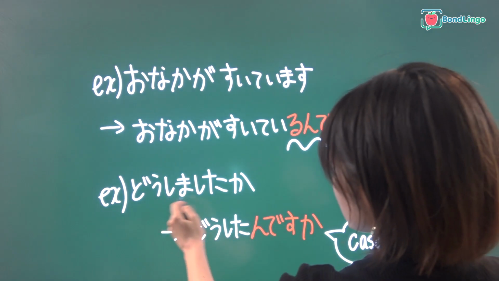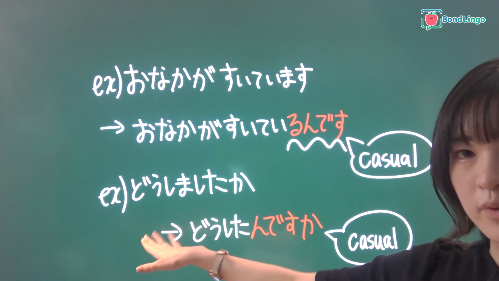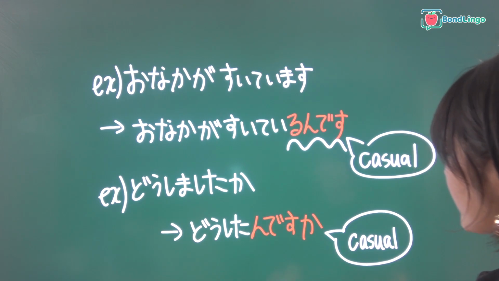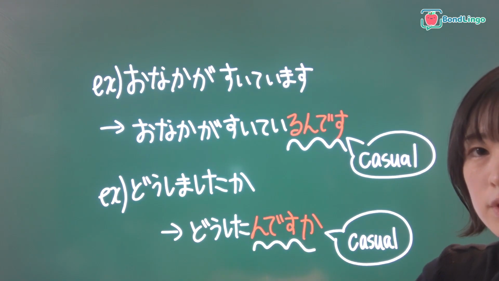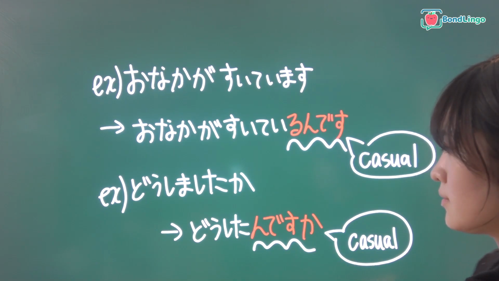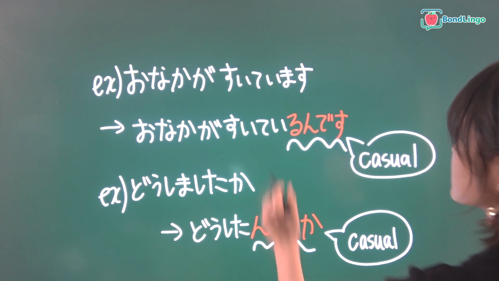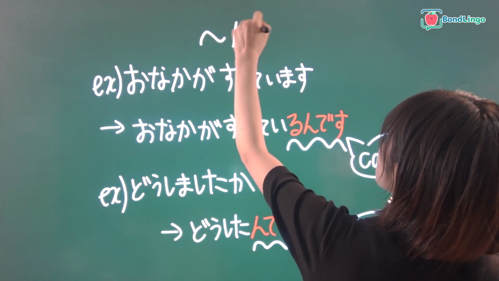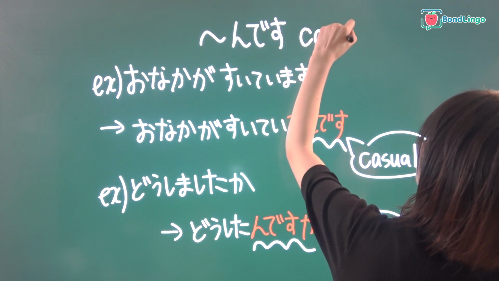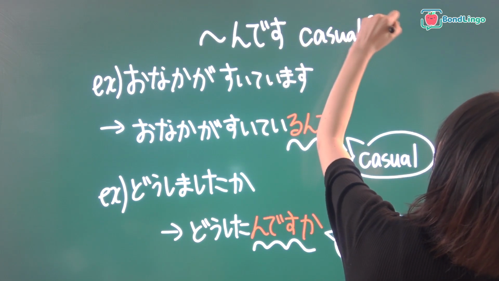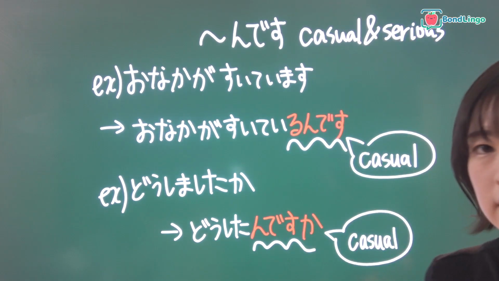So, どうしましたか? This is what's wrong. When we want to say what's wrong in a more casual and a more serious way, you say どうしたんですか? Okay. So this 何々んです is a more casual and serious way to say something.